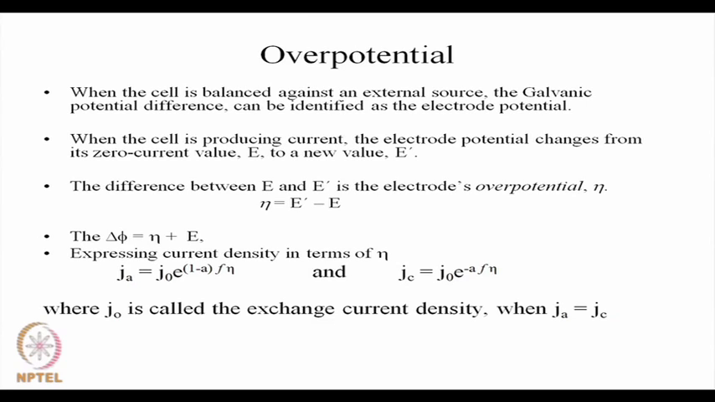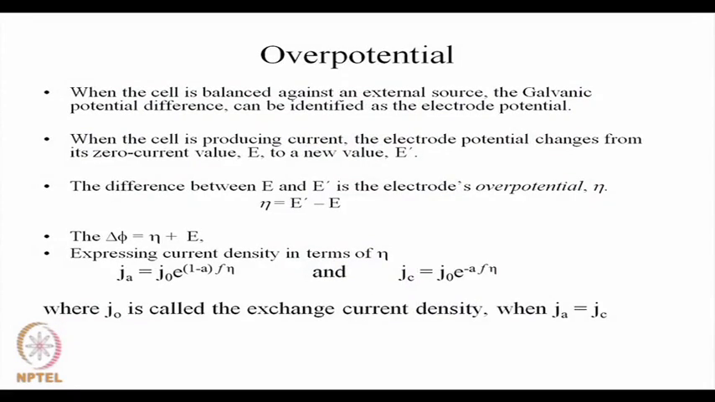Next is when the cell is producing current. Okay. Producing current means some reaction is going on. The electrode potential changes from its zero current value E to a new value E prime. Okay. So, when the cell is exactly balanced against the external source, your zero current value is, say, E, that is the equilibrium electrode potential. Now, when you draw some electricity, then what is going on?